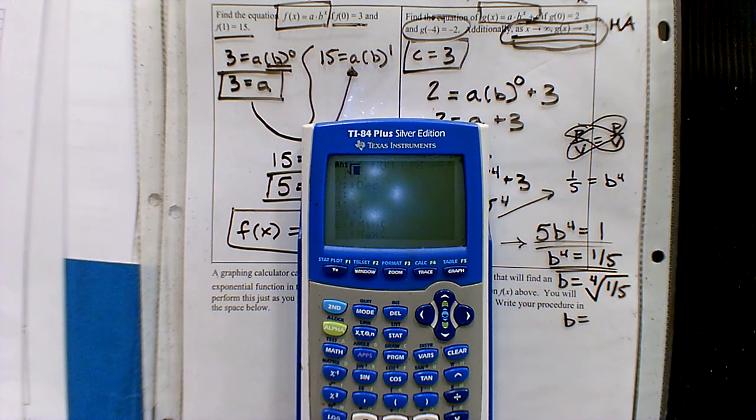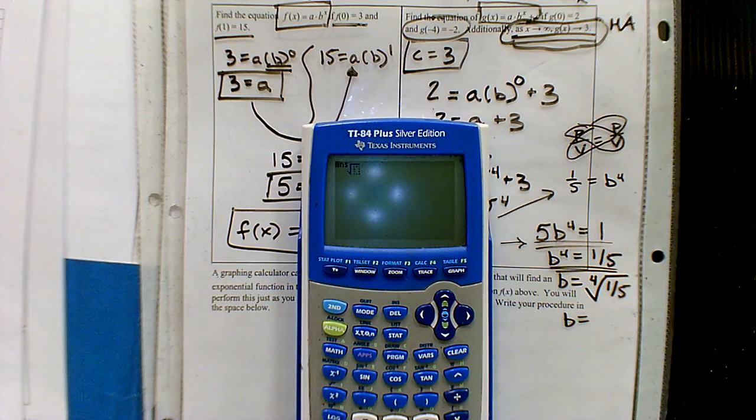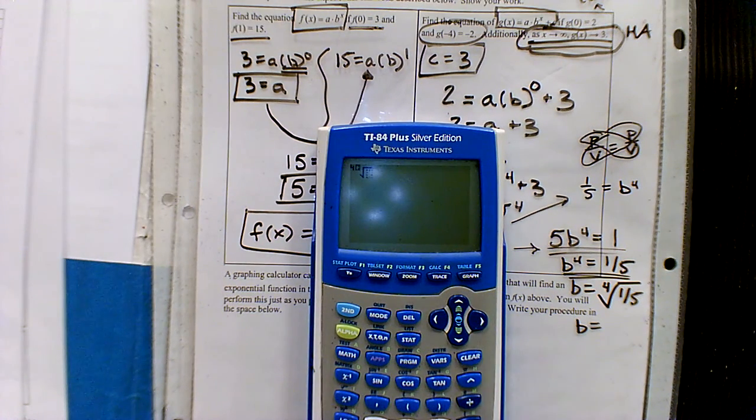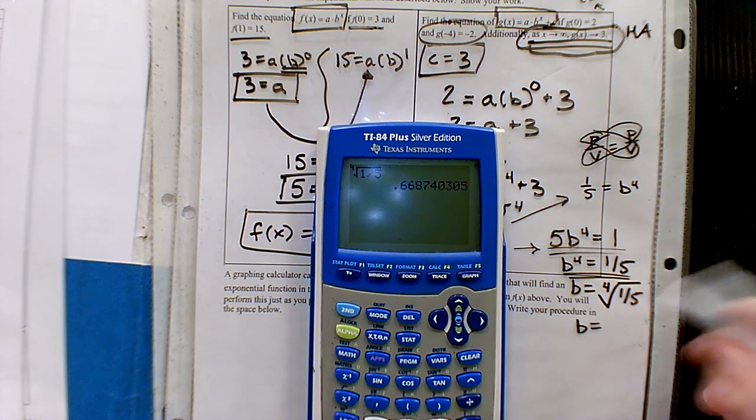If you select option 5, you can move the cursor to where it says that answer ANS value, and if you hit clear, you can then type in the number 4 or any root that you want. So we're going to make it a 4th root, and inside the root we'll type in 1/5. And we'll get 0.669.